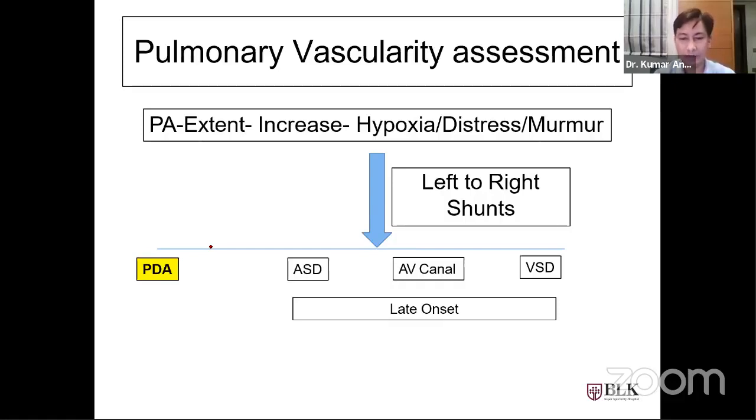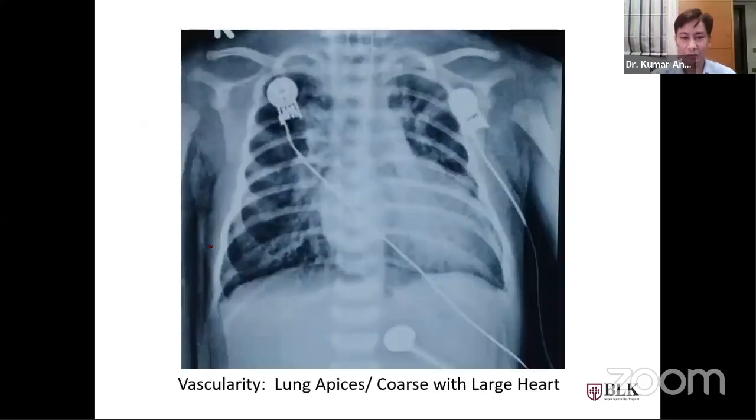See, most of the time it is because of left to right shunts, but during the first few weeks of life, the PDA would be more important as compared to ASD, AV canal defect, and VSD, because they would present generally after 4 or 6 weeks if the size is not very large. So in a PDA, the chambers would be enlarged, so cardiomegaly would be there. There would be a lot of vasculature. I told you, look at the base of the heart, you will find more prominence of the vessels, and there is a coarse vascular pattern.